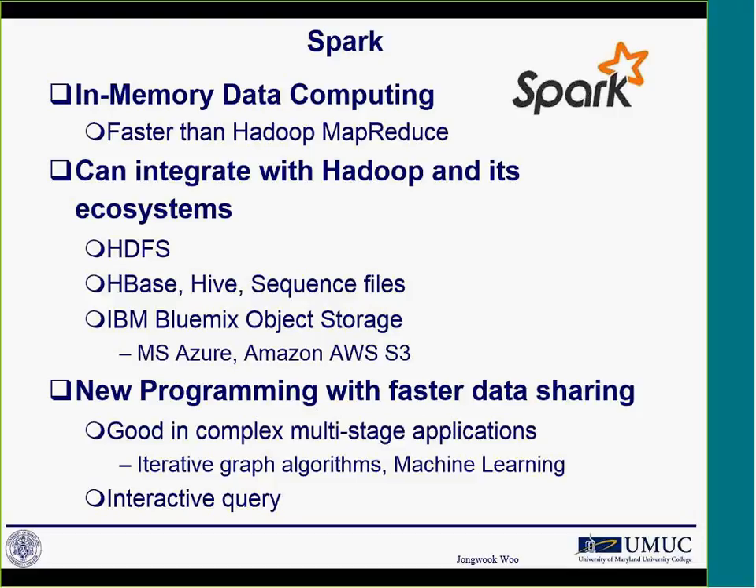Also, Spark is good for complex multi-stage applications. Simply, it is good for loops, such as iterative graph algorithms and machine learning. Also, Spark SQL is relatively faster than Hive, so you can say it has interactive query.